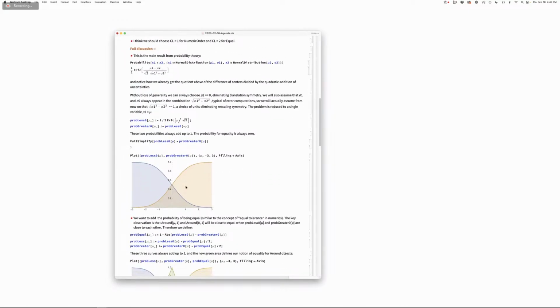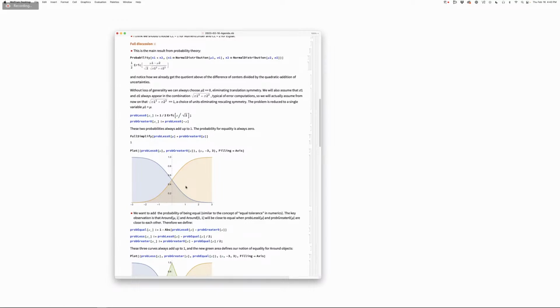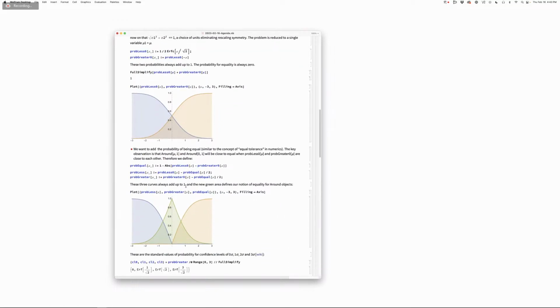So these curves were what we were suggesting the previous time, in which there was no notion of equality. It was always either +1 or -1. And now we have this intermediate region, the green region, which is equality. And so you see how now greater and less never overlap. Which is good. Exactly. Yep.